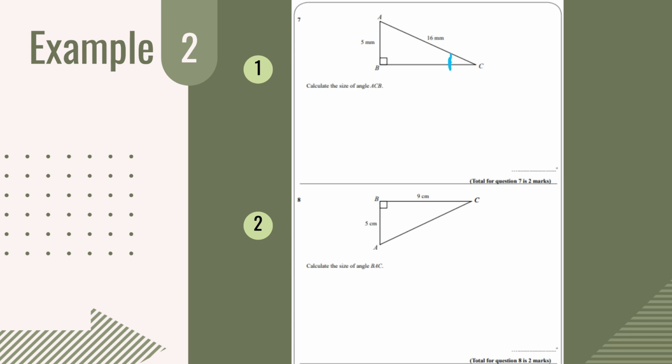As we can see, we have H and we have O. So we're going to use sin. So sin x equals 5 over 16, meaning the inverse of sin of 5 over 16 equals x. And we put that in our calculator to one decimal place, we get 18.2.